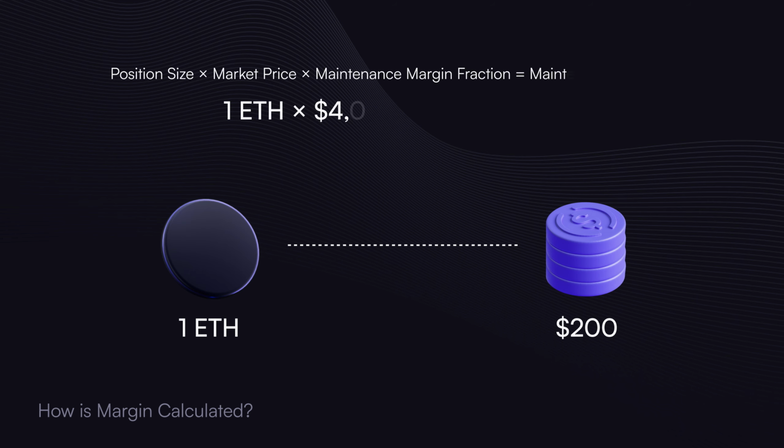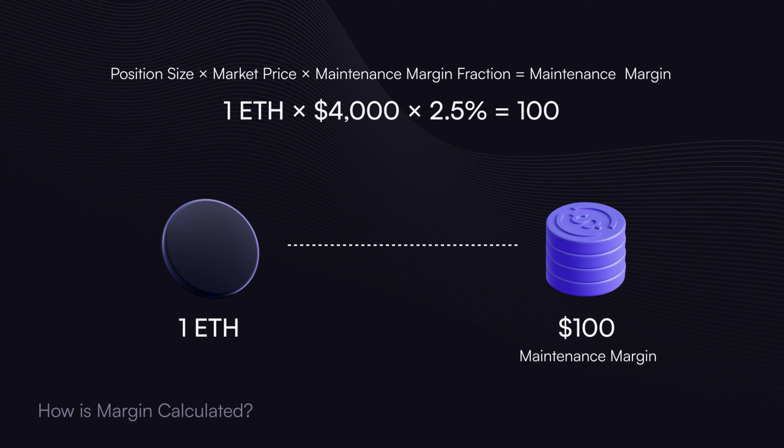The maintenance margin requirement is calculated using the same formula, but uses the maintenance margin fraction instead. So 1 ETH times $4,000 times 0.025. And in this case, to open the position, you would need at least $200 in your account. And to keep the position open, your total account value must remain above $100. And if it falls below this amount, your position could be at risk of liquidation.